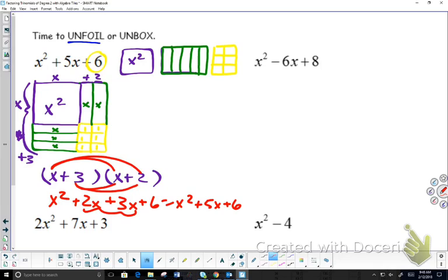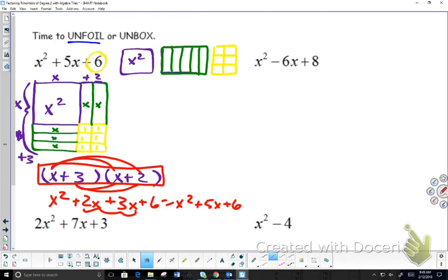So what our goal was in this was to get back to our factors, though, the things that we originally multiplied. So this would be the factors of our degree 2 polynomial. So let's see, we've got another one here.